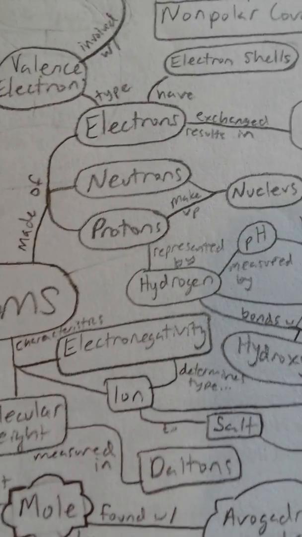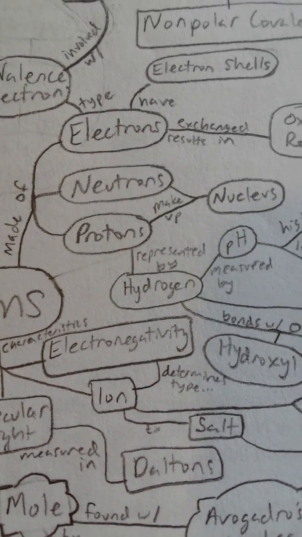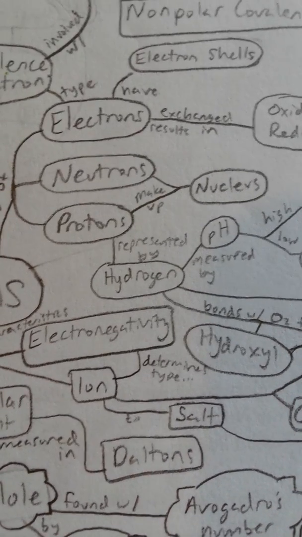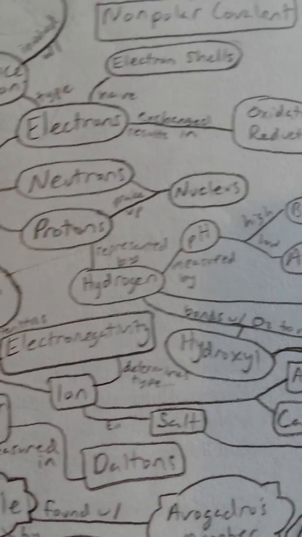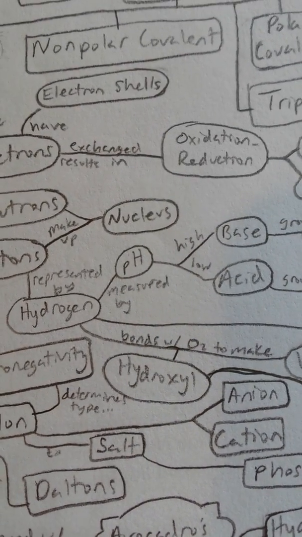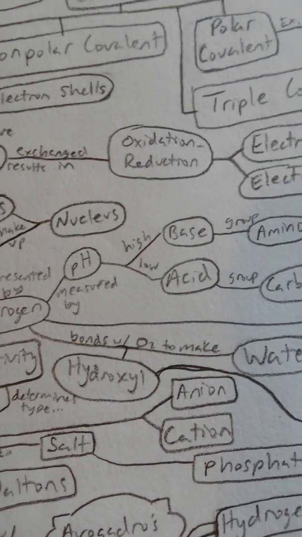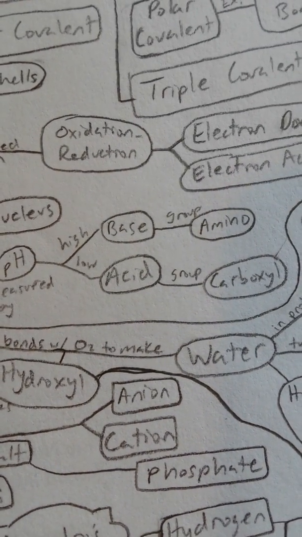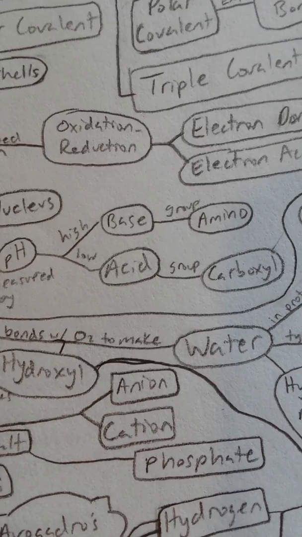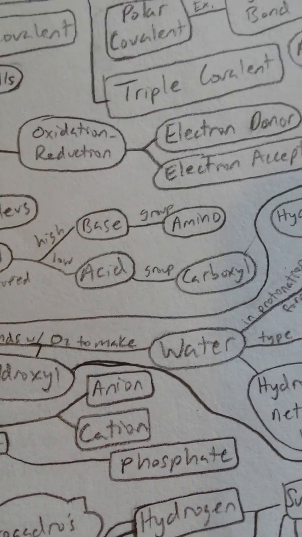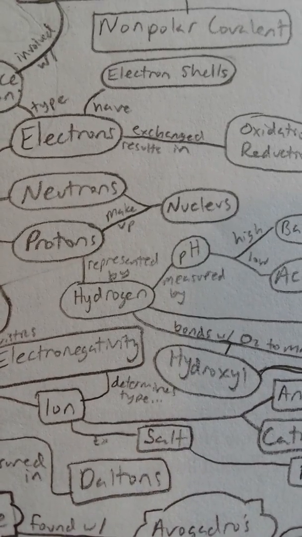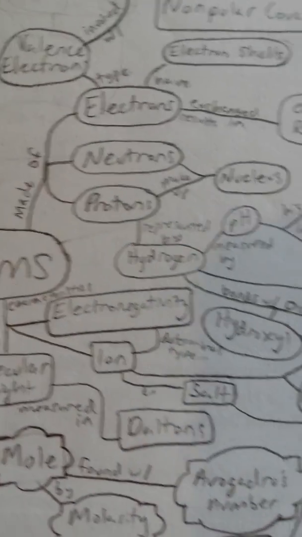Protons are often represented by hydrogen. To measure the amount of hydrogen in something, you find its pH. If it has a high pH, it's a base. If it has a low pH, it's an acid. An example of each of these is amino. The amino group is a base, and the carboxyl group is an example of a weak acid group. Protons and neutrons make up the nucleus of an atom.